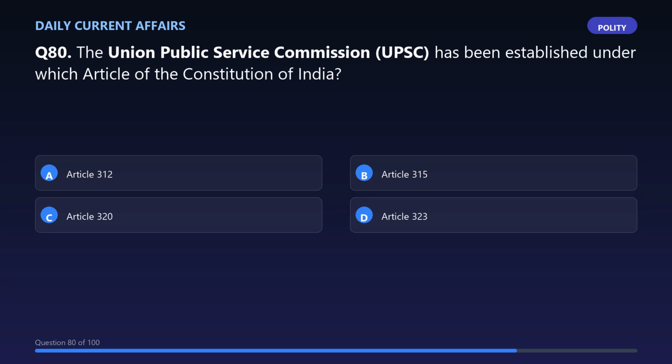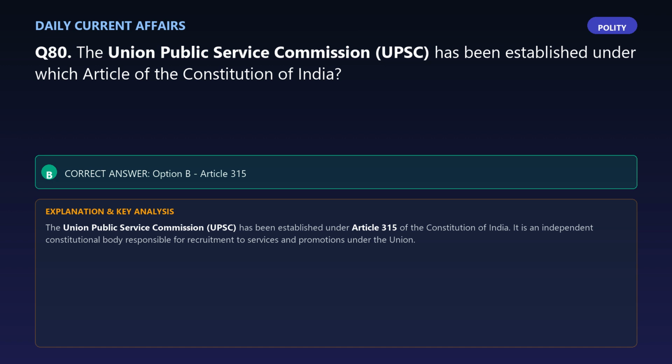The Union Public Service Commission, UPSC, has been established under which article of the Constitution of India? The correct answer is option B, Article 315. Explanation: the Union Public Service Commission, UPSC, has been established under Article 315 of the Constitution of India. It is an independent constitutional body responsible for recruitment to services and promotions under the Union.